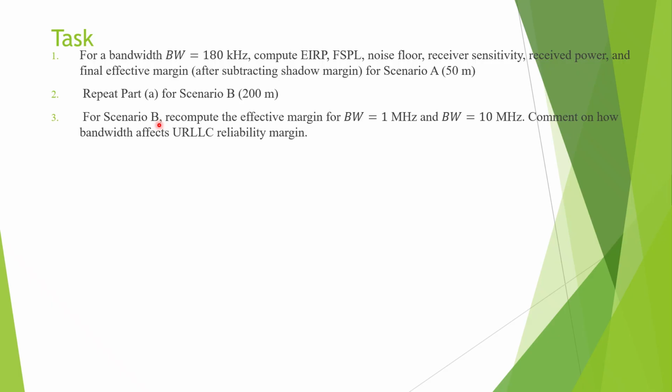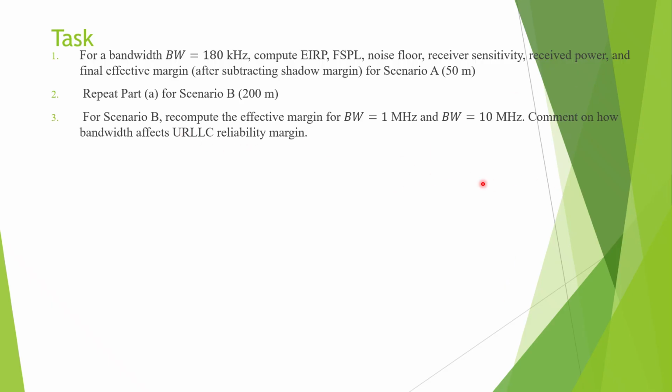Okay, that's the thing we need to discuss. Now one more case is included with the bandwidth 1 megahertz. That means distance 200 meter, bandwidth 1 megahertz, bandwidth 10 megahertz. Then how the URLLC performance varies, that also we have to comment on.